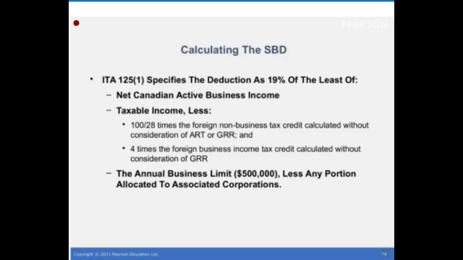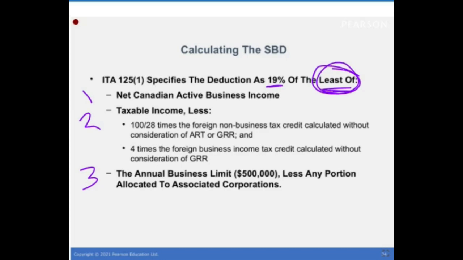So in section 125.1, subsection 125.1 specifies the deduction as 19%, that's the current rate, of the least of 1, 2, and 3. So it's a good old "least of." Calculate 3 different things, pick the smallest. The Tax Act loves these. This is how it gets things done. So you'll be familiar with these by now.